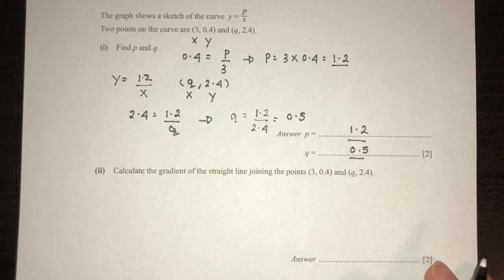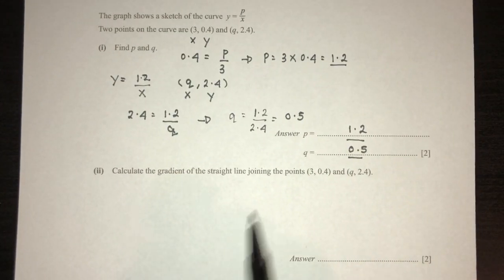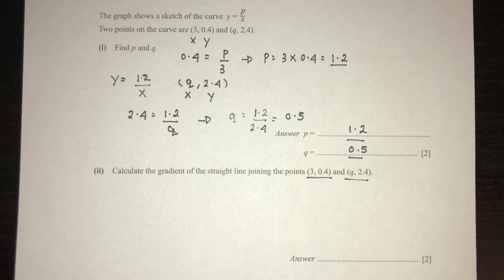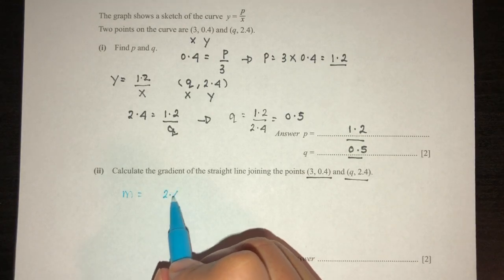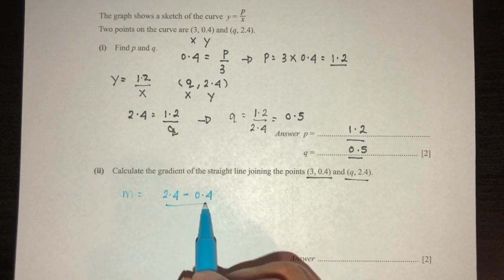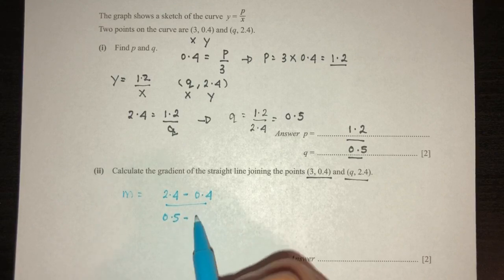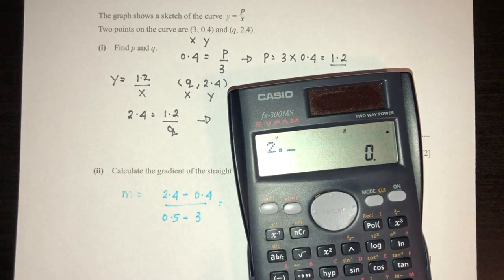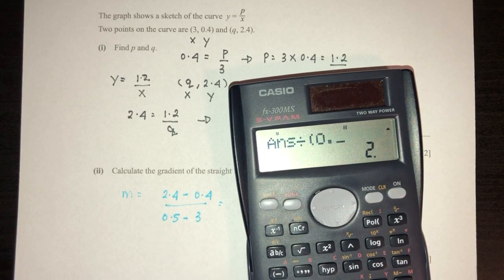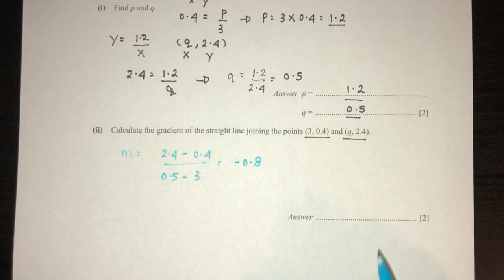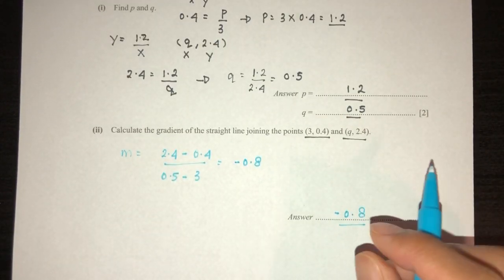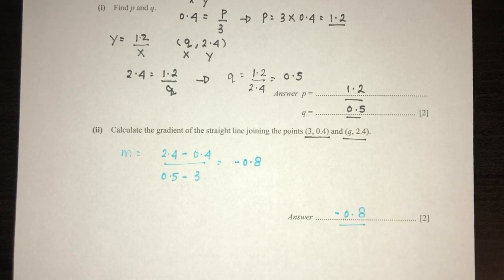Let's do number 2. Now calculate the gradient of the straight line joining those 2 points. So pretty easy. We just need to use our equation, right? So it is y2, which is 2.4, minus y1, over x2, Q is 0.5, minus 3. So 2.4 minus 0.4 divided by 0.5 minus 3, that will be minus 0.8. So the gradient of that line will be minus 0.8. And this will be your question number 6. Let's move on to question number 7.